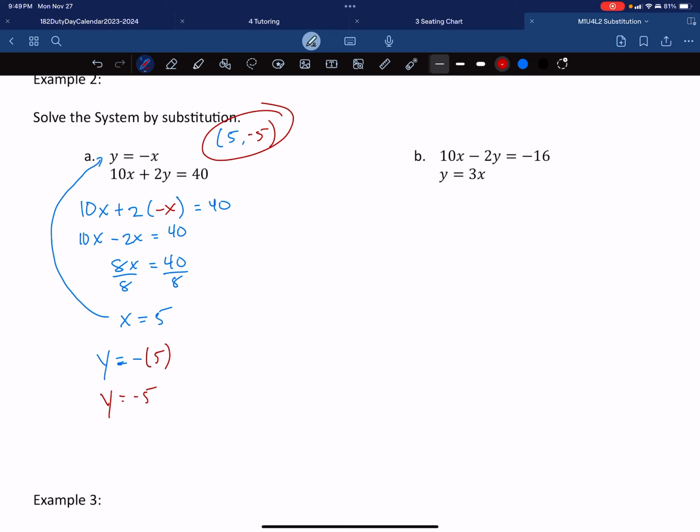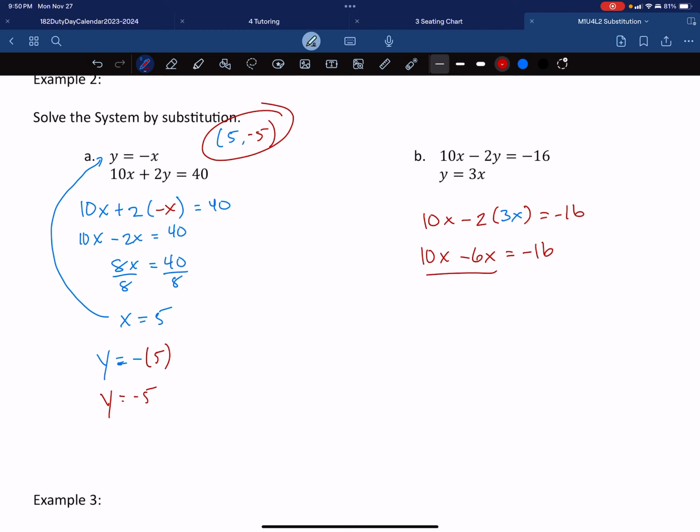Okay, so again, go ahead and substitute this in. This is already solved for y. Don't mess with it. We're just going to take this 3x and plug it in for the y here. So we're going to have 10x minus 2y, but y is now 3x. So we'll get 10x minus 6x equals negative 16.